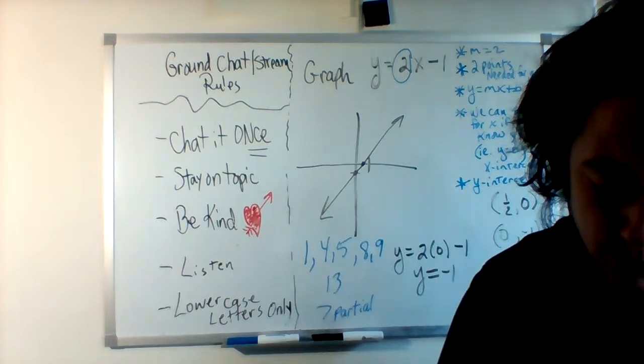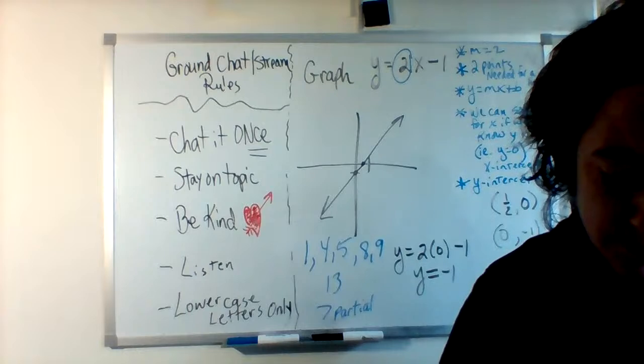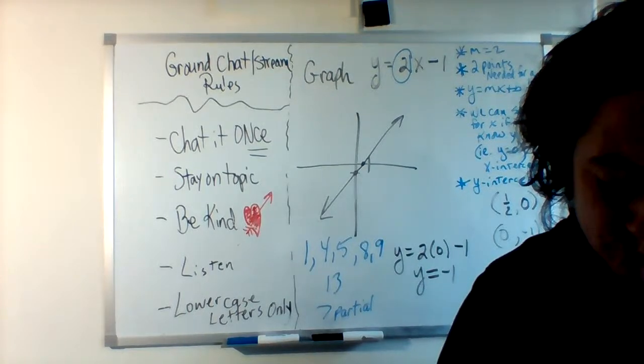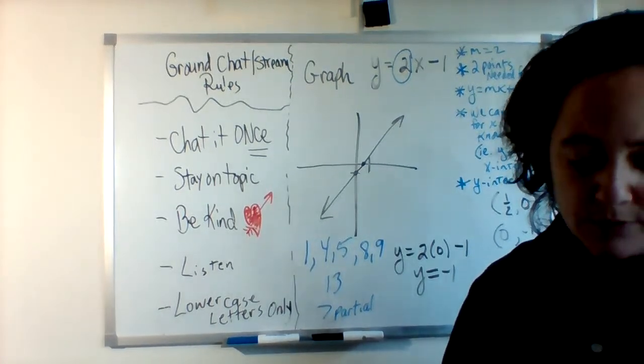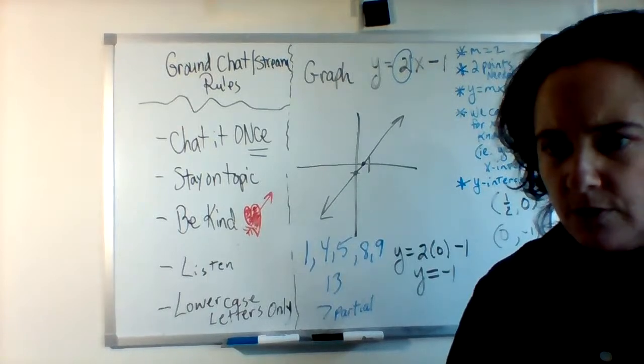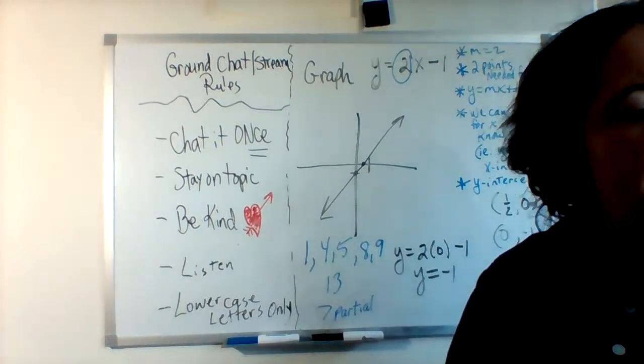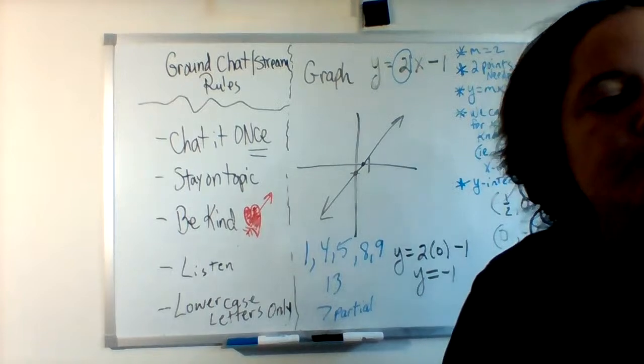Jacqueline, Danny, Kevin. All right, Taylor popped in to say hi. Okay, I think I got everybody here. Kevin is here. Okay, all right, peace out, Taylor. Take it easy.